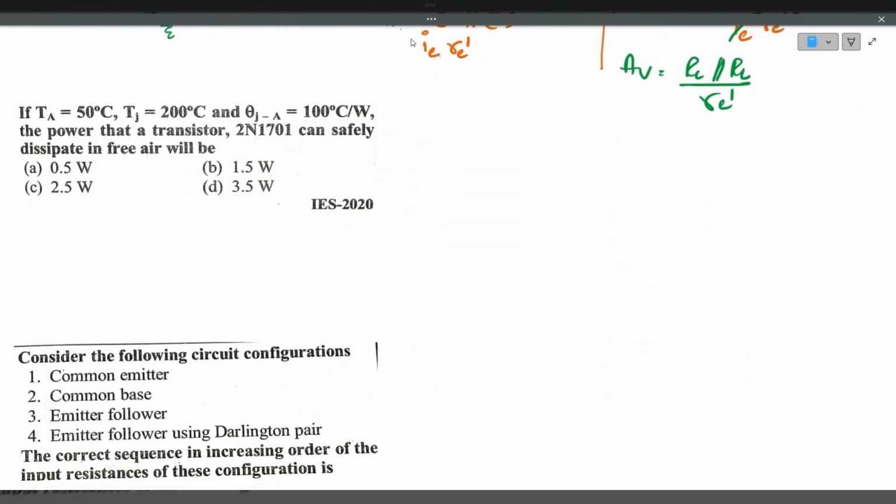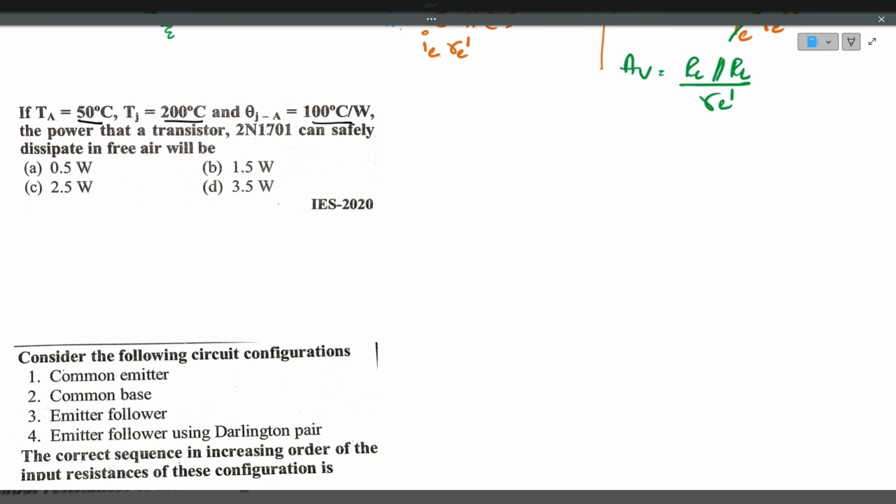If you see the next question, if the TA, ambient temperature of the junction, is 50 degrees centigrade, and if the junction temperature rises to 200 degrees centigrade, the junction temperature constant is 100 degrees centigrade per watt. The power the transistor 2N1701 can safely dissipate in free air will be.